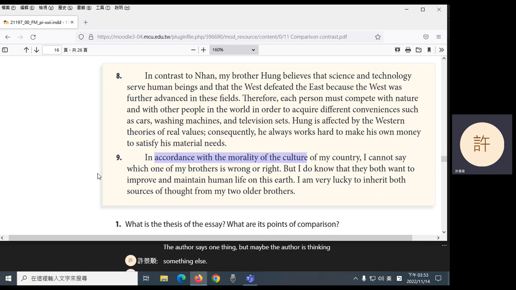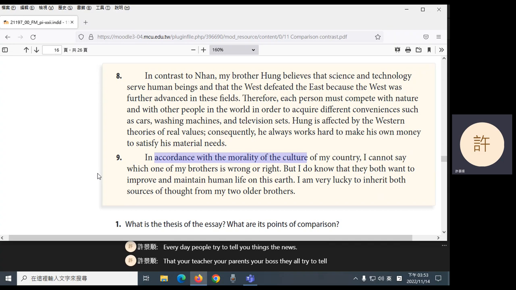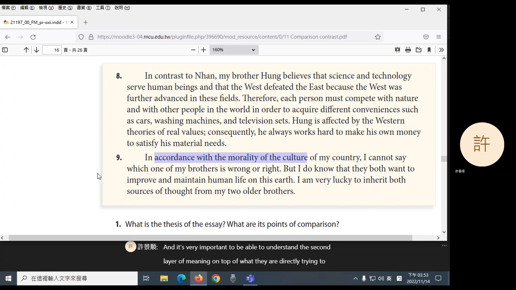In fact, this is one of the main reasons why learning English is so important. Every day, people try to tell you things. The news, your teacher, your parents, your boss, they all try to tell you things. But they may be trying to say something else in addition to the information that they give you. And it's very important to be able to understand the second layer of meaning on top of what they are directly trying to tell you.